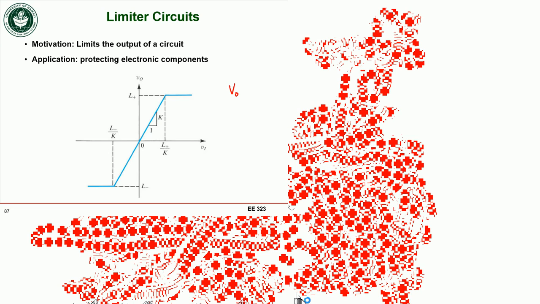Or mathematically, you can just say that the output of your circuit is going to be limited to some value less than or equal to some maximum voltage and greater than or equal to some minimum voltage, no matter what your input voltage is going to be.